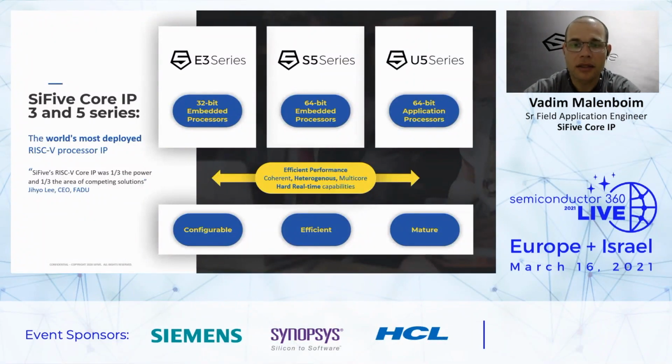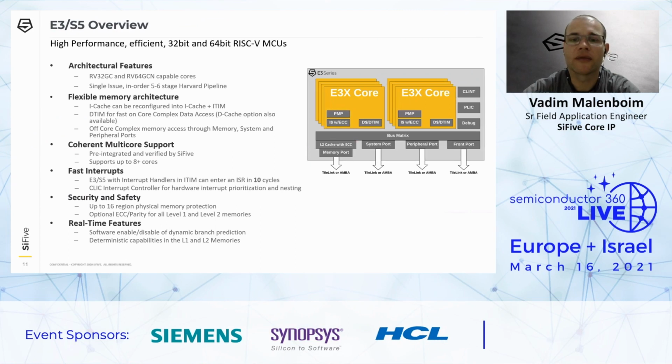The next series is the 3 and 5. This series adds multi-core capabilities and also the first MMU-enabled U5 application processor. The 3 and 5 series adds the ability to instantiate several cores in one core cluster and adds caches to the core. This enables configuring instruction and data cache.